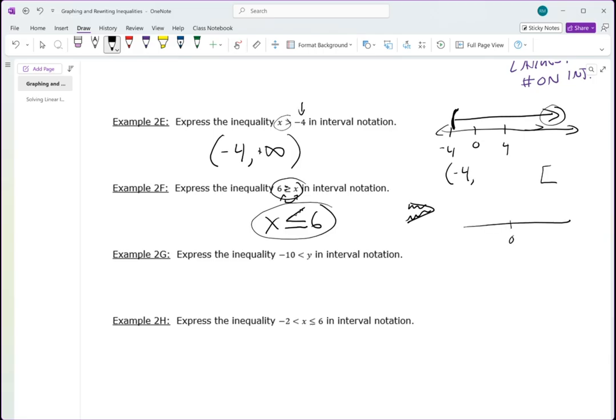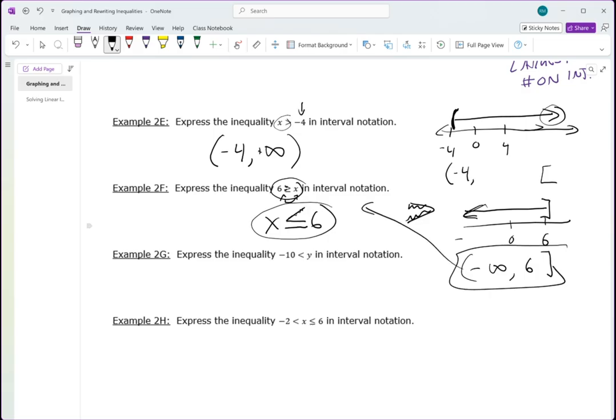So if I imagine my number line, that's going to go off to the left, and it's going to be a bracket. So that is just going to be 6. And then that arrow means infinity, but it's in the negative direction. So it'll be negative infinity. So I don't know if you see it, but a graph is very helpful. I always visualize a graph.